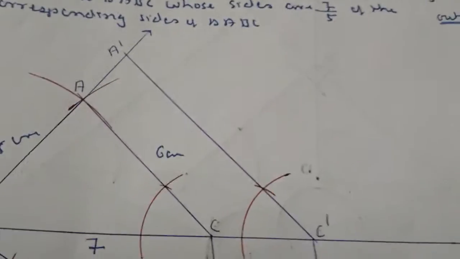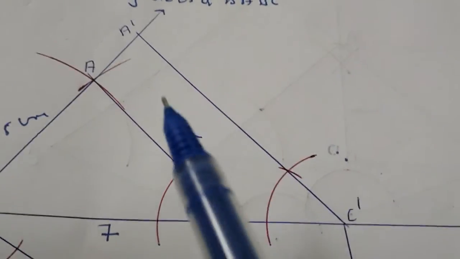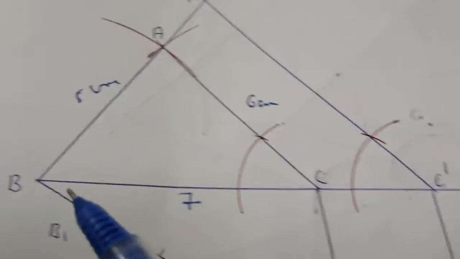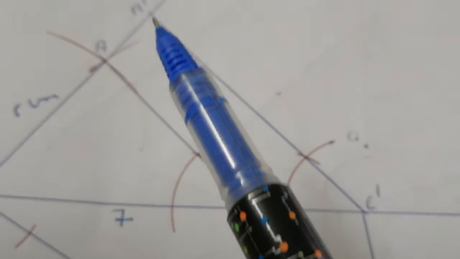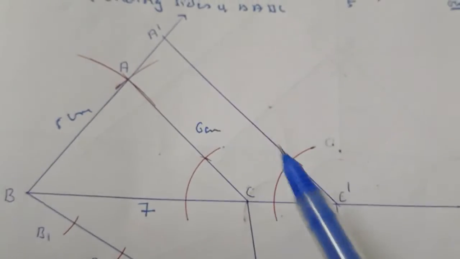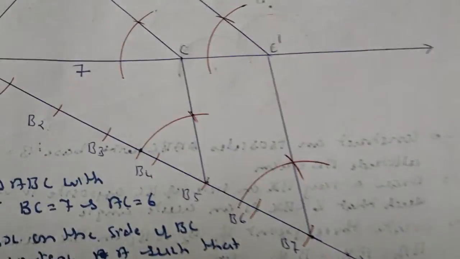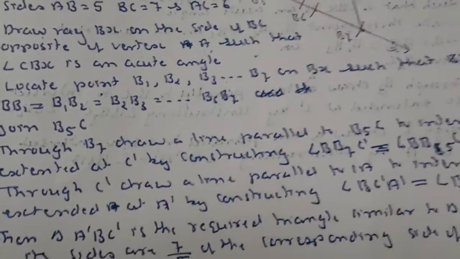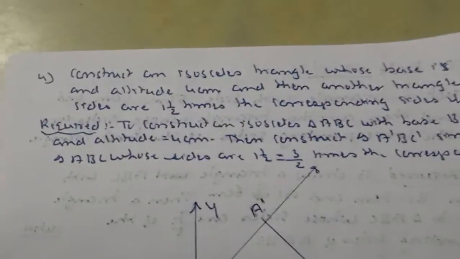Now from C dash draw a line segment passing through the intersecting point, intersecting the ray BA dash at point A dash, and then draw a line. So this is our given construction. The points of construction are written below. Now question number 2. Be careful for this question.